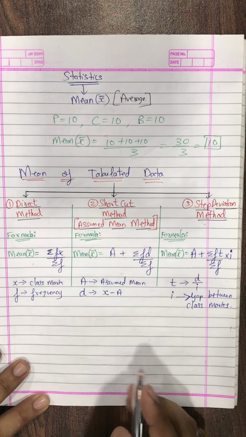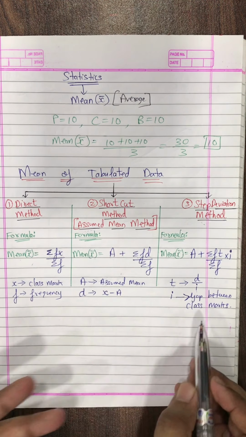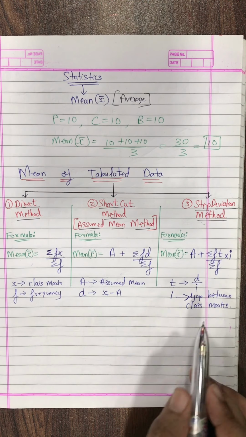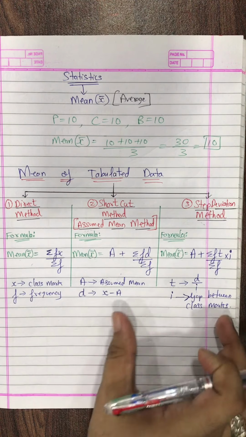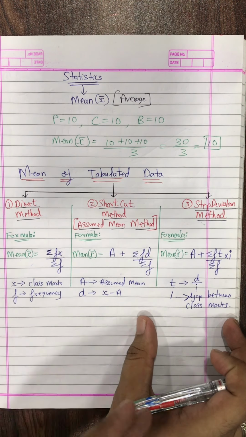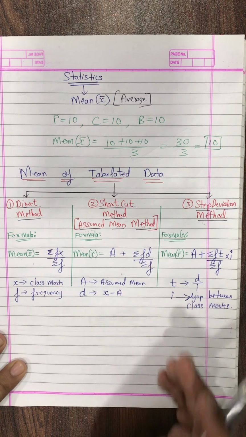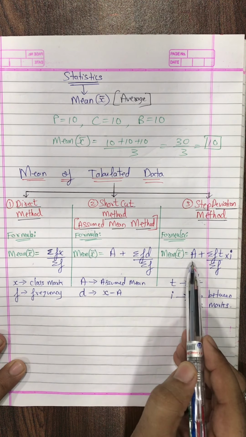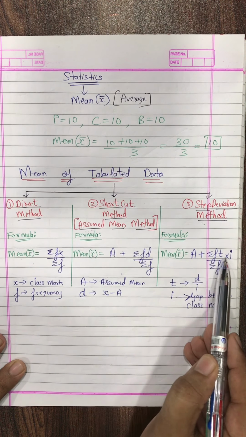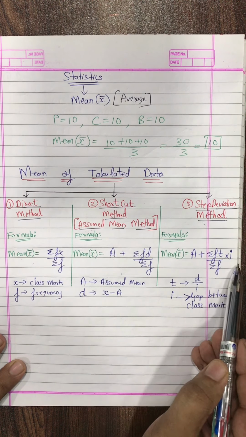Okay, I know exactly you must not be knowing what this gap is and what this class mark is. Right now I just want you all to learn the formulas by heart. You should know the formula, then only we can apply it. Okay, so let's start, students. What is the formula for step deviation? Capital A plus summation ft upon summation f multiplied by I.